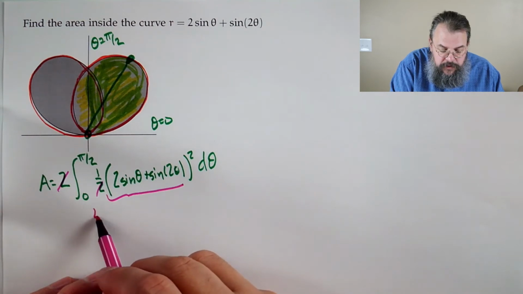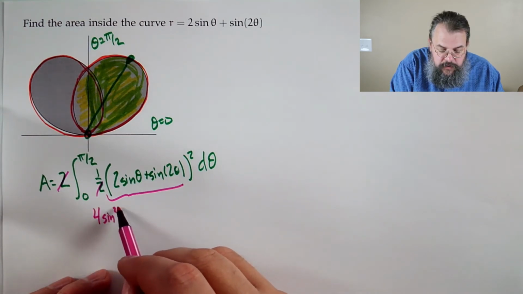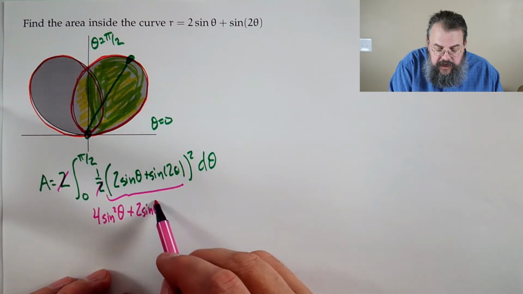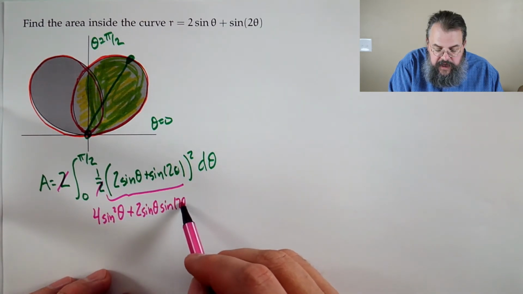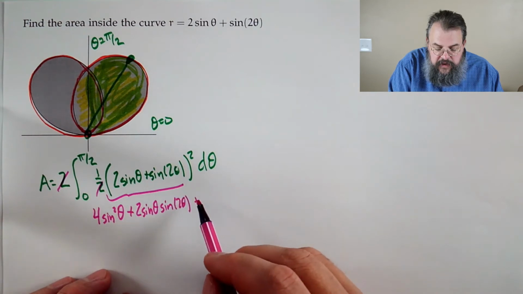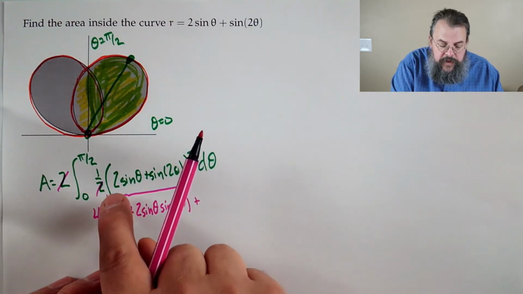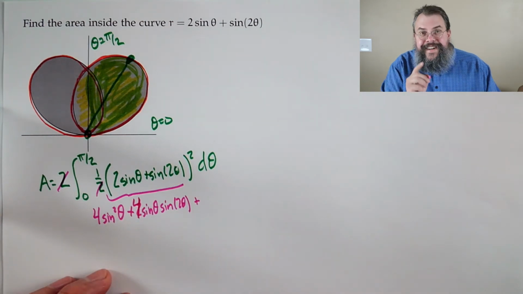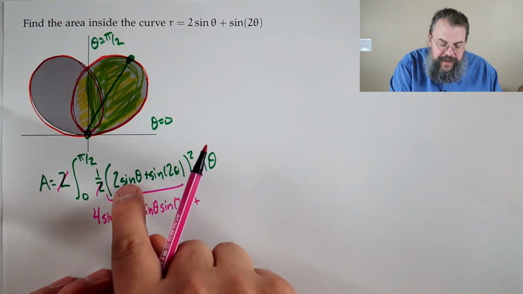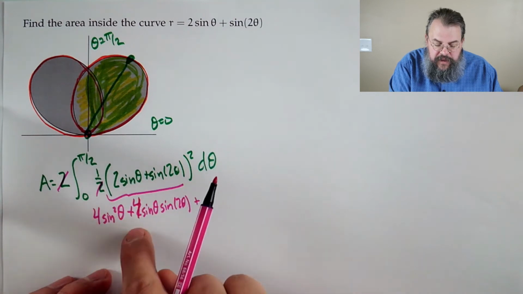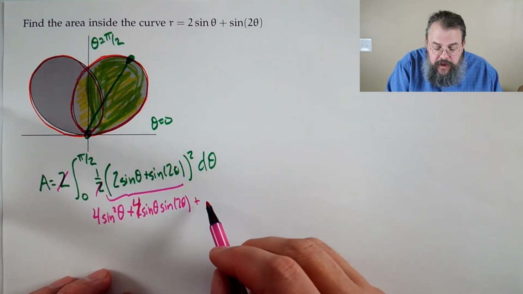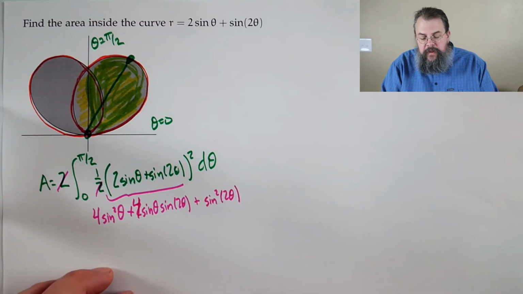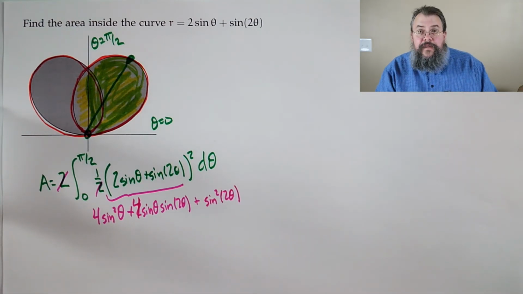We would have 4 sine squared theta plus 2 sine theta sine 2 theta plus, not 2, because there's a 2 there. So we'd have double that. So that's 4. Sorry. Good to check, right? a squared plus 2ab plus b squared. So that's why that's a 4. And then plus b squared, sine squared 2 theta. Well, let's talk about each piece.